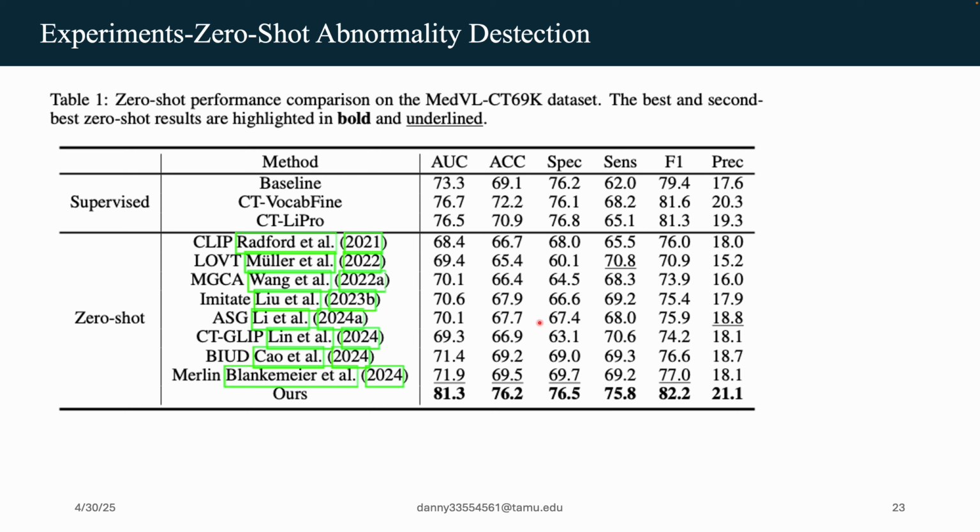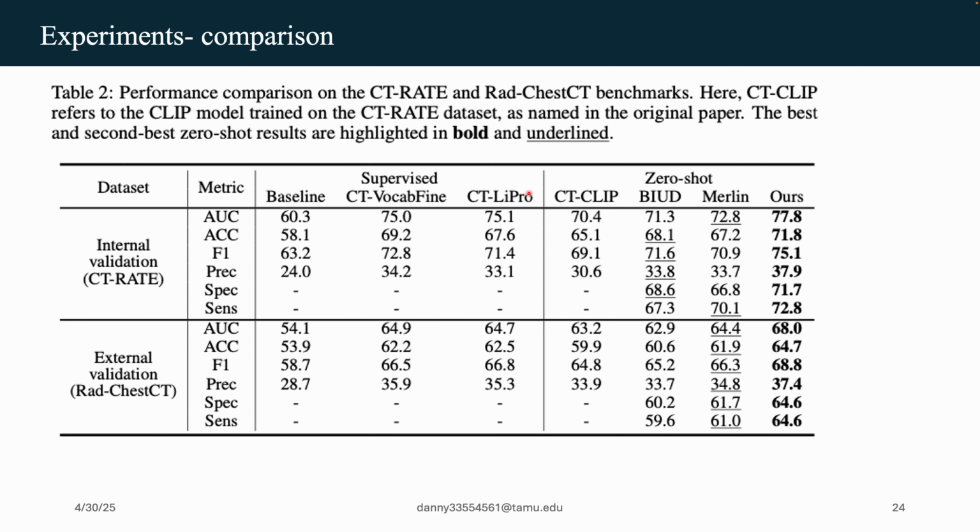Especially, you can see that they surpass CLIP by about 13 points on AUC and 10 points on ACC. Compared with the second best model, it is 10 points higher in AUC and maybe 7 points in ACC. And the next experiment is to compare with the current state-of-the-art methods. And you can see that their method has significant improvements.